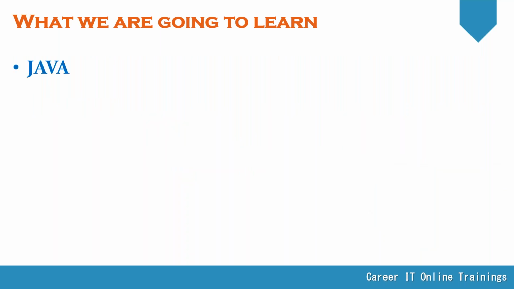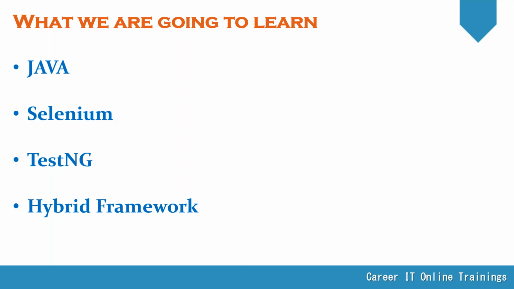What are the things we are going to learn in this course? We are going to learn Java, Selenium, TestNG, and hybrid framework. Nearly the first 20 days, we are going to learn Java. Then Selenium, then TestNG, then hybrid framework. Java is a programming language, and Selenium is a tool. Selenium itself has different types of methods or functions to automate the manual actions.